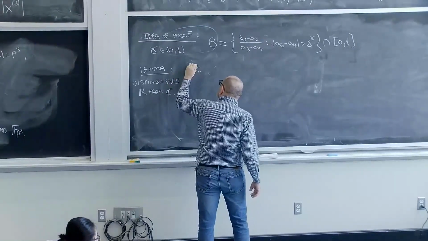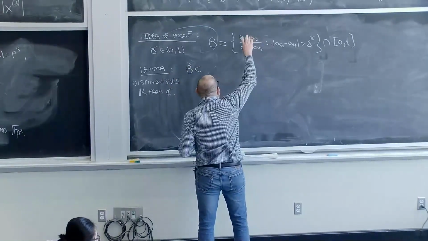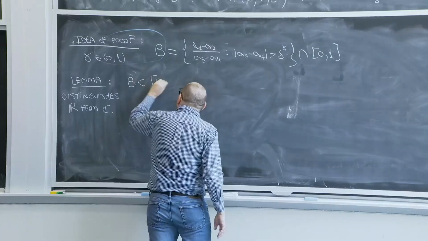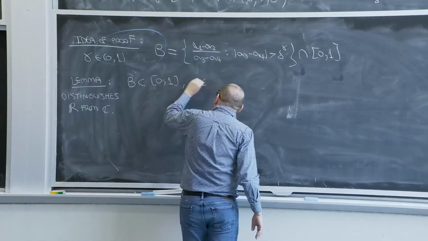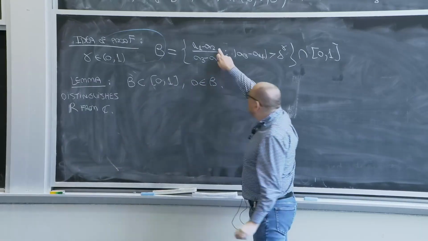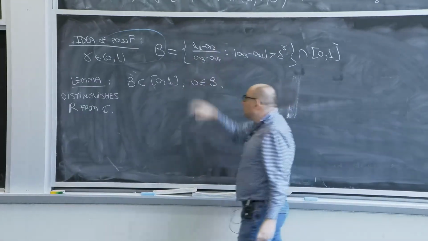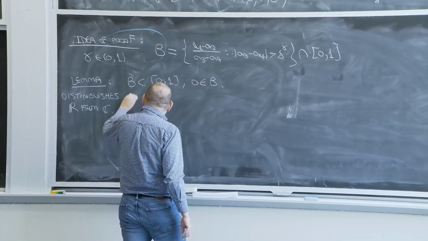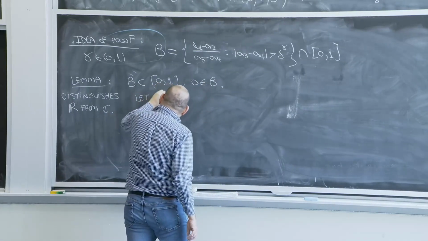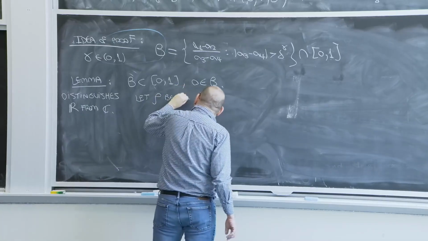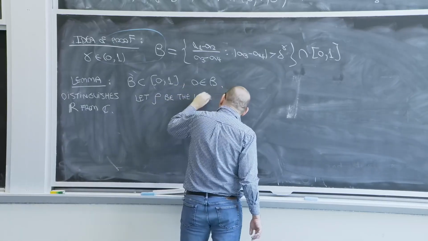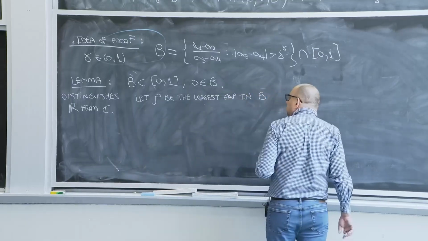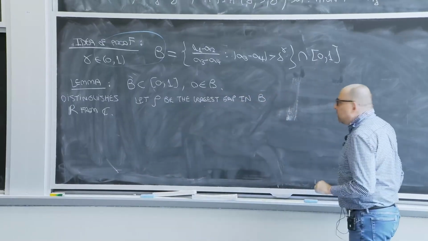Suppose that B, eventually we are going to apply it to this B, that's why I call it B, but a priori it is any B, is contained in [0, 1], and suppose that 0 is in B. 0 is in this B because A1 could be equal to A2. And then let rho be the largest gap in B. What is the largest gap?